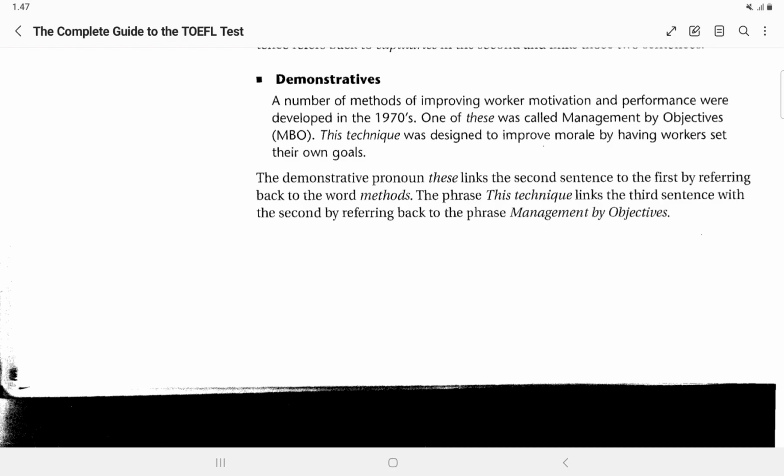The demonstrative pronoun this links the second sentence to the first by referring back to the word methods. Oke, jadi this di sini menghubungkan kalimat sebelumnya dan setelahnya karena this refer ke kata method. Satu dari metode, banyak metode tadi kan, disebut management by objectives. The phrase this technique links the third sentence with the second, menghubungkan kalimat ketiga dengan kalimat kedua. This technique ini kan tadi management by objectives.